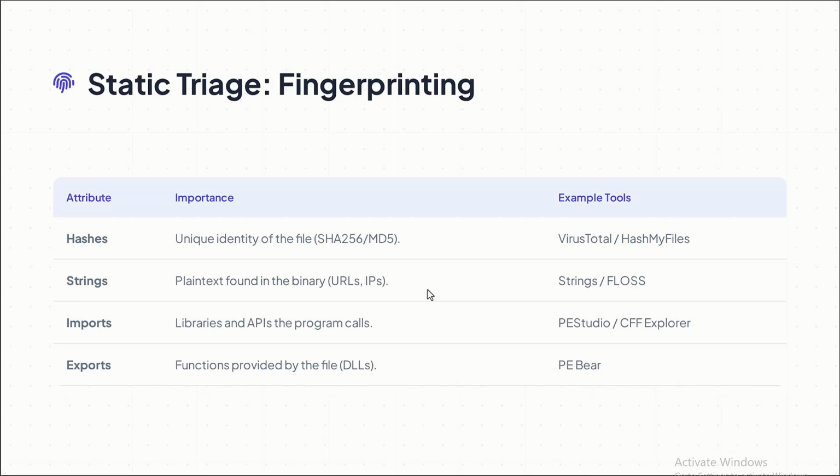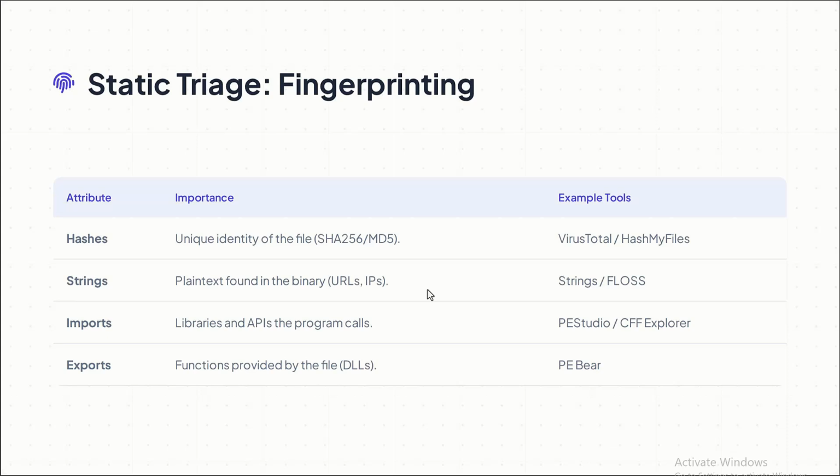The VirusTotal utility is an online tool used by SOC analysts, incident response teams, and malware analysts to run files against multiple antivirus engines and sandboxes. And HashMyFile is a software tool for retrieving the hash from a binary or file loaded into it.